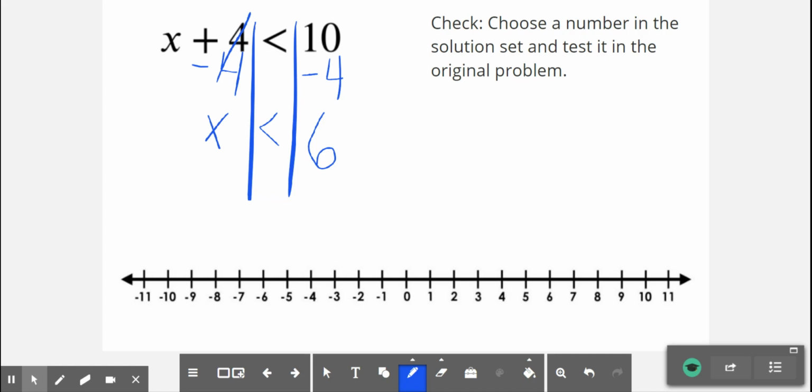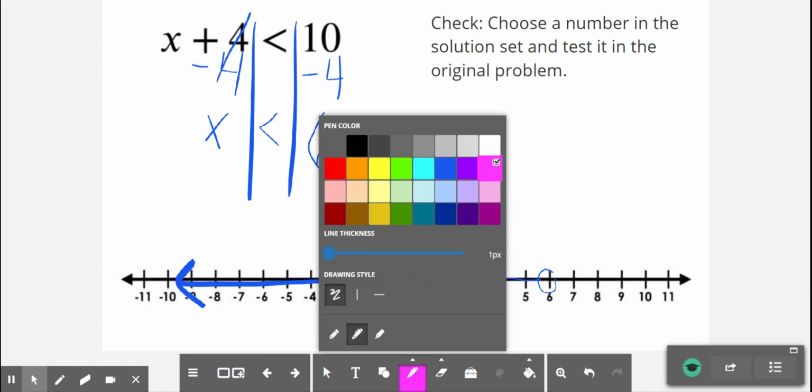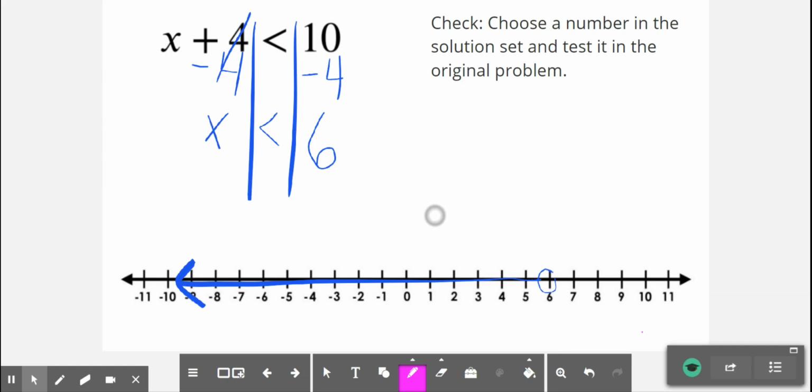So I can graph this on my number line with an open circle because 6 will not make it true, but anything less than 6. So my arrow is going to the left. In order to check this, it's important that we choose a number other than 6 because 6 is not part of our solution. So I always like to choose something easy. So since 0 is part of the solution, I will check 0.